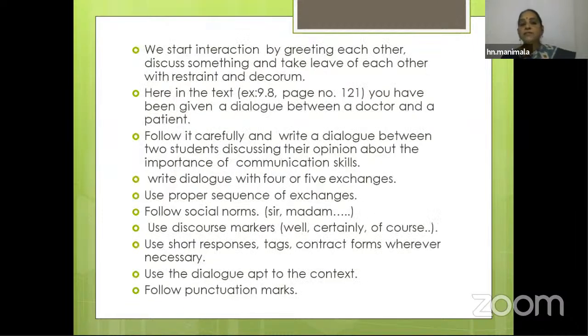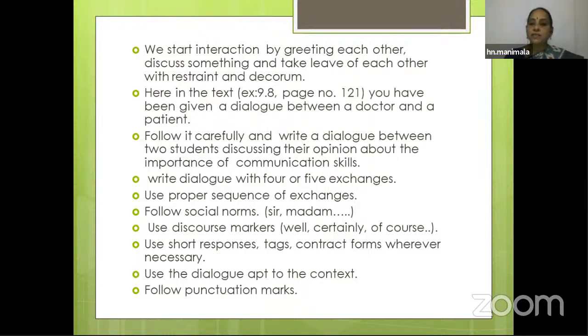Next, how do we start? What are the steps we have to follow, and what are the features we have to cover? We start interaction by greeting each other. Any interaction starts with hello, hi, or good morning, sir. In doing this, we follow social norms. Suppose you are interacting with a friend: hello, hi, how are you. Suppose you meet your lecturer or sir, then you say good morning, sir. So the greeting depends on the social norms, on the people we are meeting and the bond that we have.